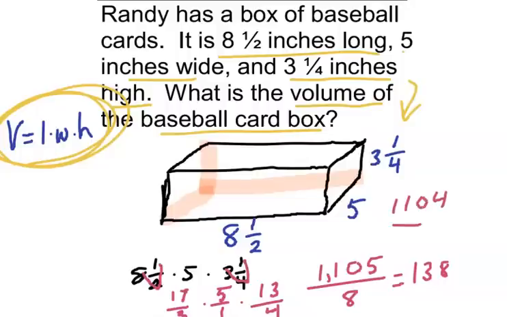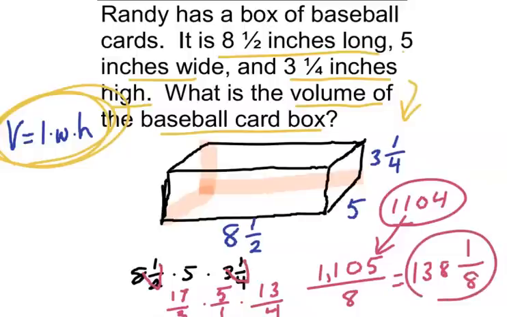So if we used up 1004 of 1005, how much is left over? There's just 1 left over out of 8. So it's going to be 138 and 1/8. And then what is the units that we're talking about here? Inches. So it's going to be inches, and we are talking about volume. So is it inches squared or inches cubed? Since it's volume, it is inches cubed. So there's your answer, 138 and 1/8 inches cubed.